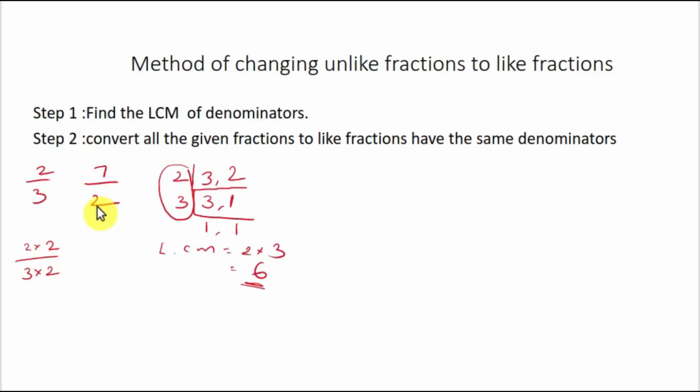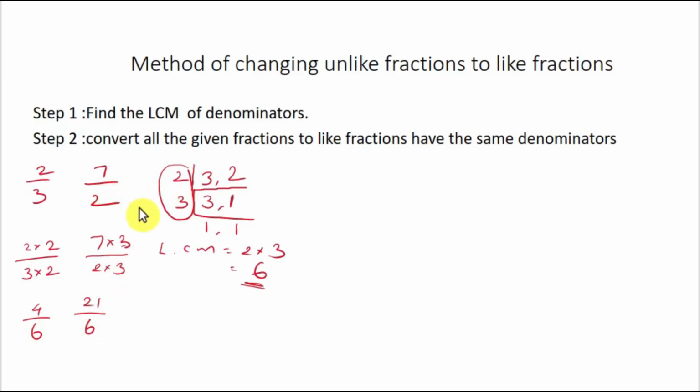Here, 2 how many times is 6? 2, 3 times 6. So, we have to multiply the numerator also by 3. So, 2 2s are 4 by 6. 7 3s are 21 by 6.